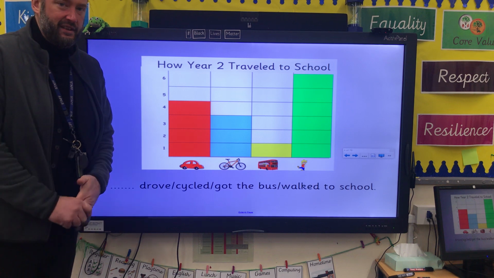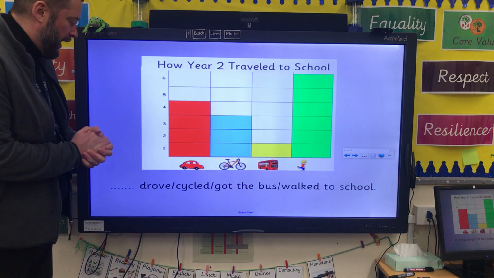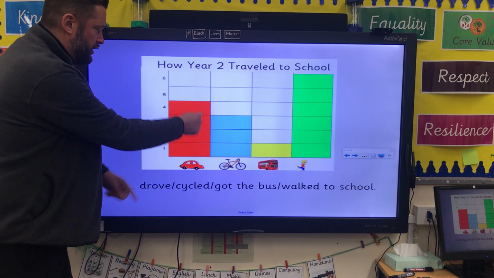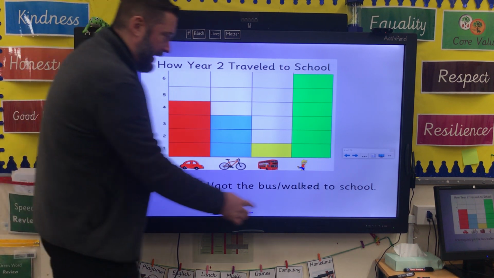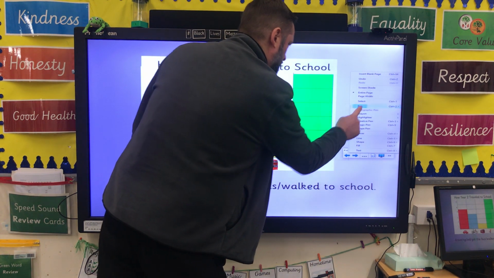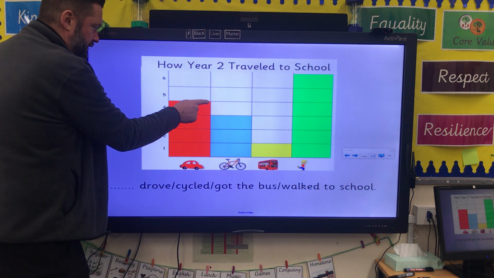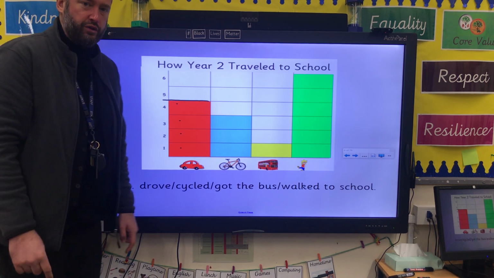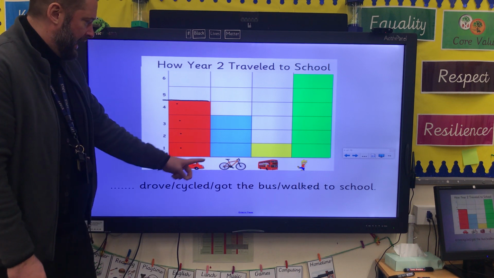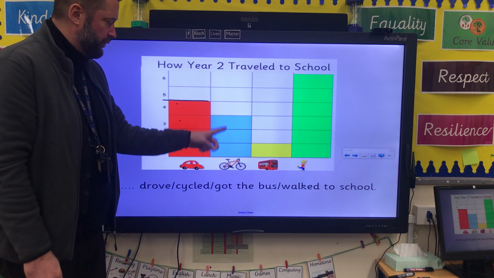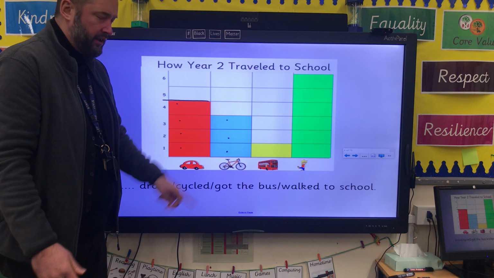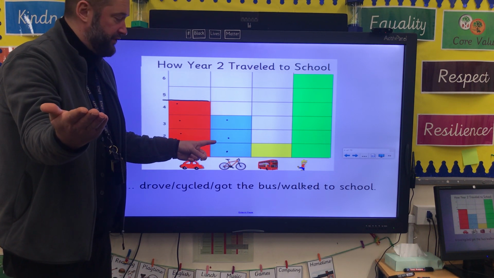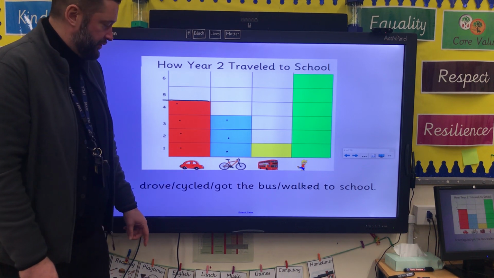I'm going to say a sentence for each bar, okay? So let's look at the car. All these children drove to school. So if I put my pen on, I can use my scale, and I can see 1, 2, 3, 4 children drove to school. How many children cycled to school? Say the sentence for me. That's right, 3 children cycled to school.